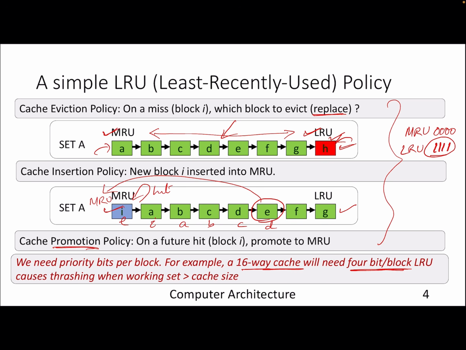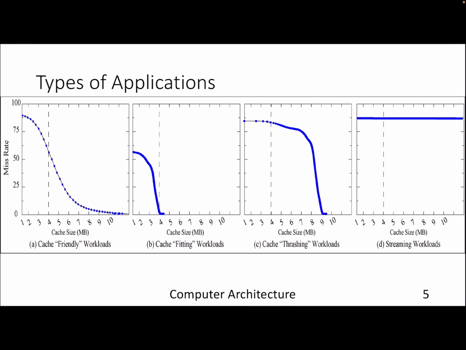LRU does well for most applications, but whenever the working set of the application is greater than the cache size, that means the data footprint is greater than the cache size, then LRU causes thrashing. Thrashing makes the effectiveness of the cache pretty minimal, as you will get more and more misses. Okay. So these are typical kinds of applications that you will find.